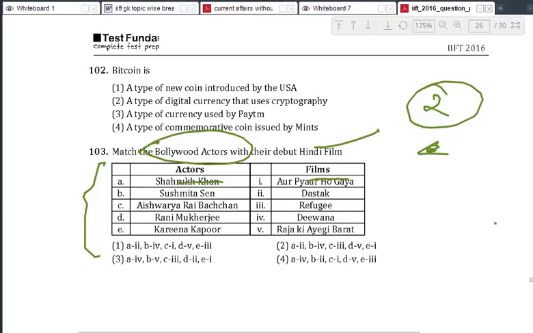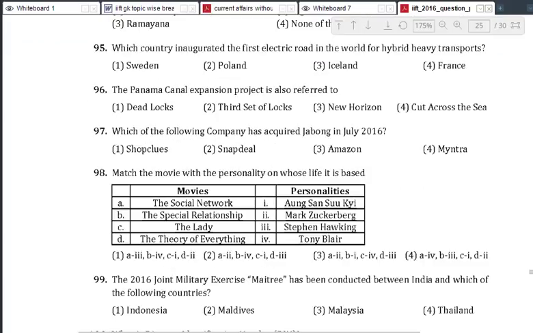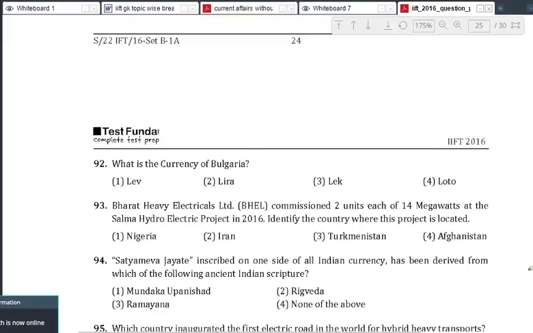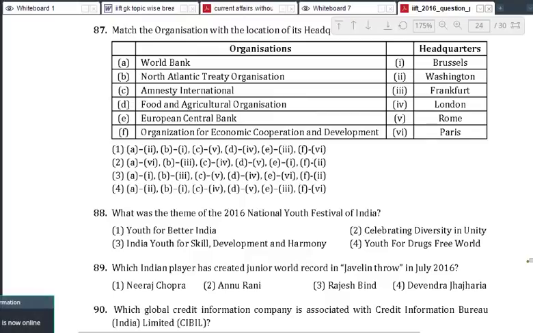It's out of context, of course, but it does not need GK preparation as such. It's the IIFT paper, yes. My only point is that even without preparation, you will always have certain questions that you can manage to get correct.